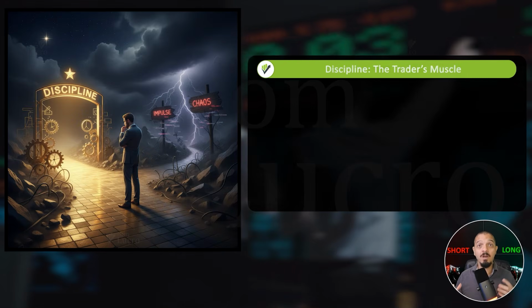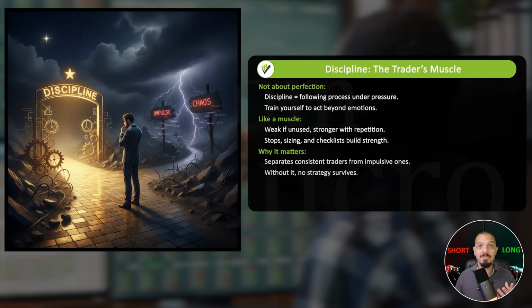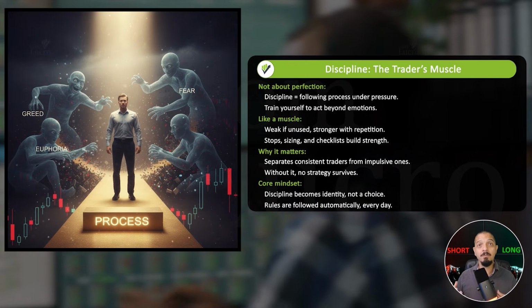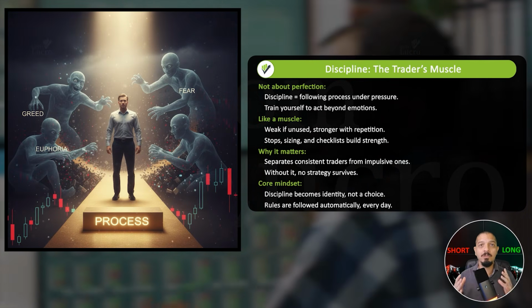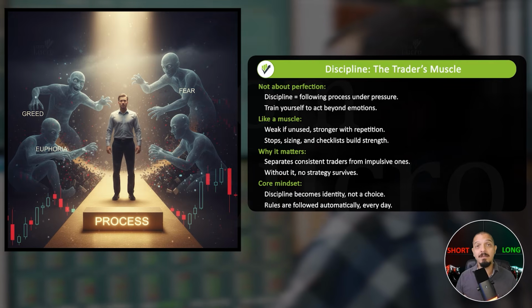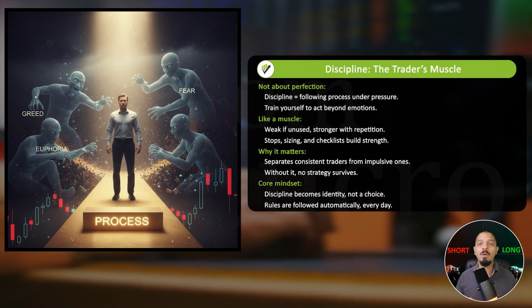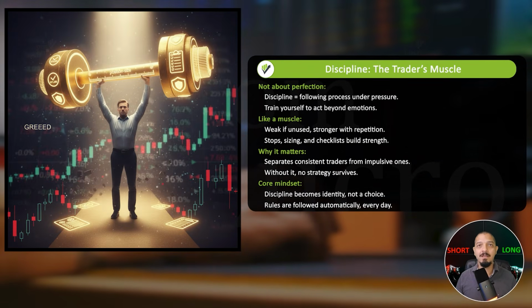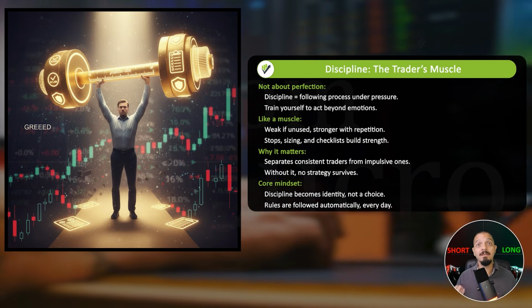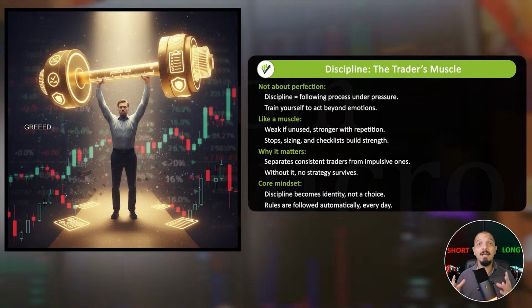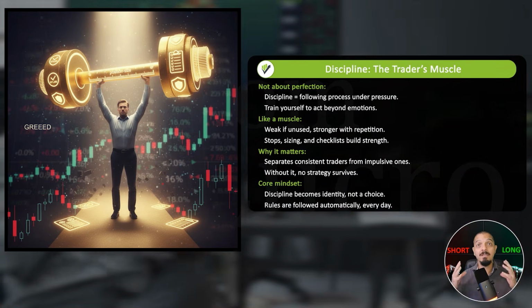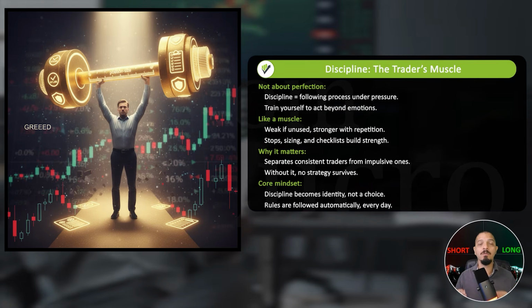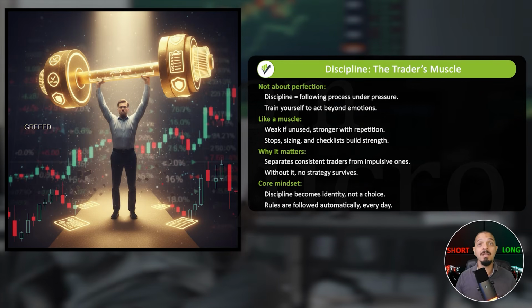Let's start with one of the hardest lessons in trading: discipline. Discipline isn't about being perfect. It's about training yourself to follow the process, even when every emotion in you wants to do the opposite. Think of it like a muscle. If you don't use it, it stays weak. But every time you respect your stop, stick to your position size, or follow your checklist, that muscle gets stronger.